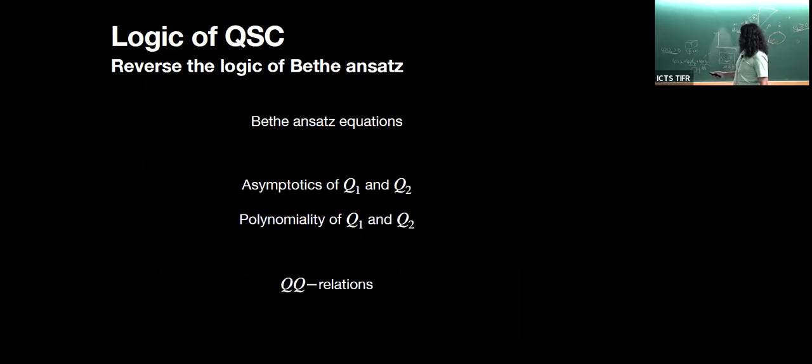The Bethe-Ansatz equations are completely equivalent to knowing the asymptotics of Q1 and Q2, knowing that they are polynomials, and knowing the fact that they have some Wronskian relation or some determinant form relation between them. So the point is that the Bethe-Ansatz equations are completely equivalent to knowing the asymptotics, polynomiality, and knowing these functional relations.